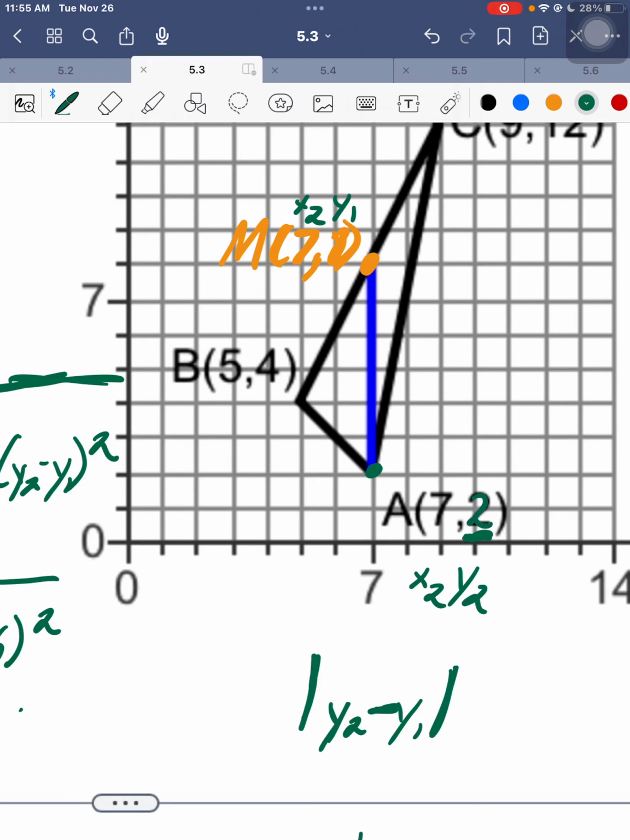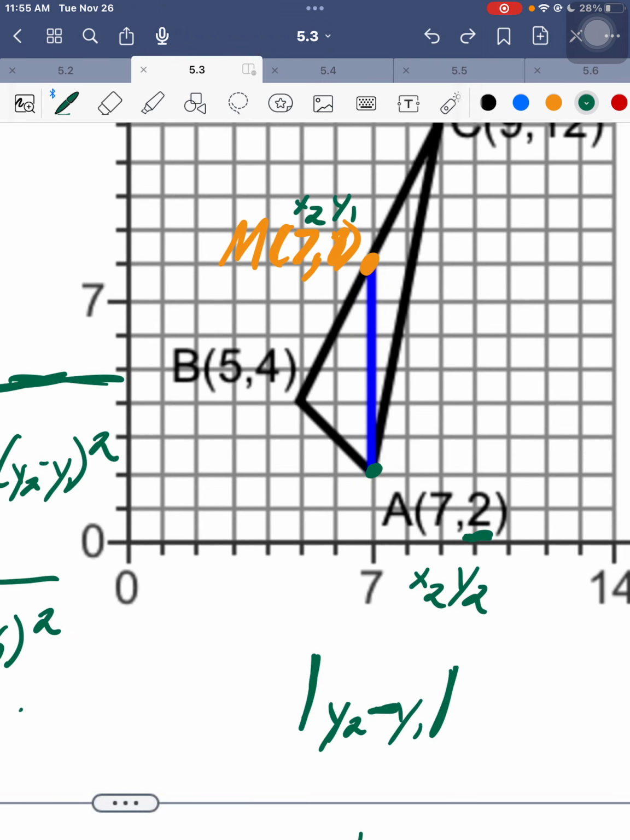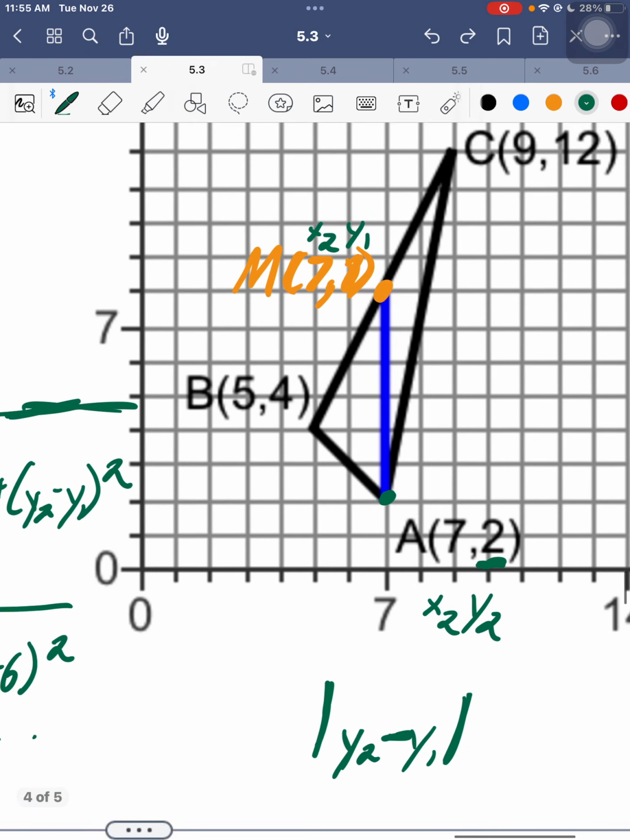What is 2 plus 4? 6. So my centroid is going to be at 7, 6. 1, 2, 3, 4. That's one way you could have done it. So now I know that this is my 2/3 portion of the median, and this is my 1/3.